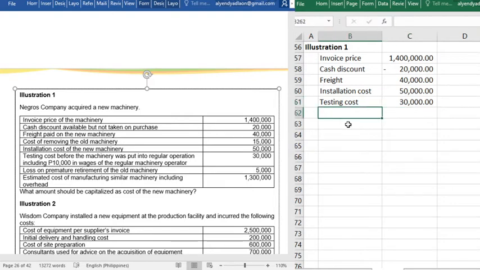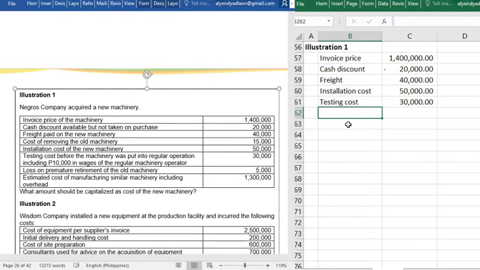And the last one, estimated cost of manufacturing similar machinery including overhead. So take note that this one is only an estimate, if ever, instead of purchasing the machine, we constructed the machine. Now, you will see that the estimated cost of manufacturing the machinery versus the invoice price, the estimated cost is 1,300,000. And so therefore, we have a savings on construction amounting to 100,000.